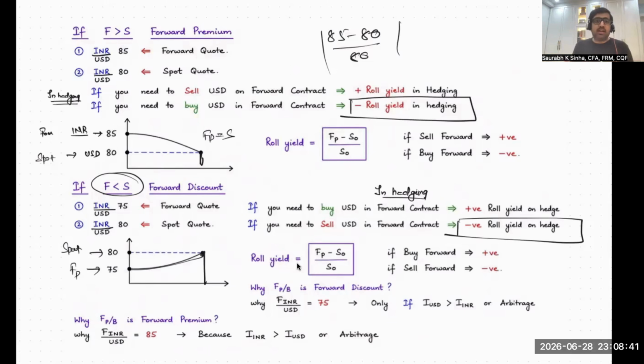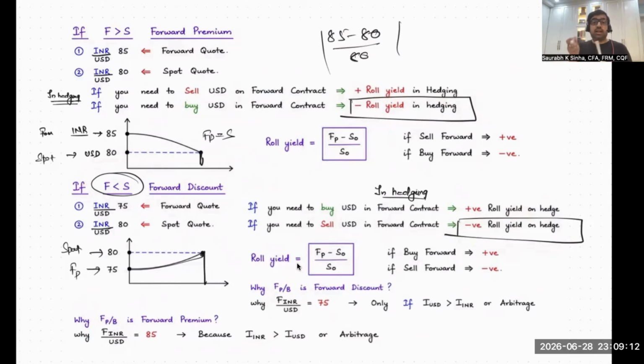Why think? You shouldn't think. You just enter into the hedging contract because there are two benefits. You're hedging and you're enjoying the positive roll yield. However, if the market is in forward premium and to hedge, you need to buy USD, that will lead to negative roll yield. Or if the market is in forward discount, you need to sell USD to hedge, that will lead to negative roll yield.